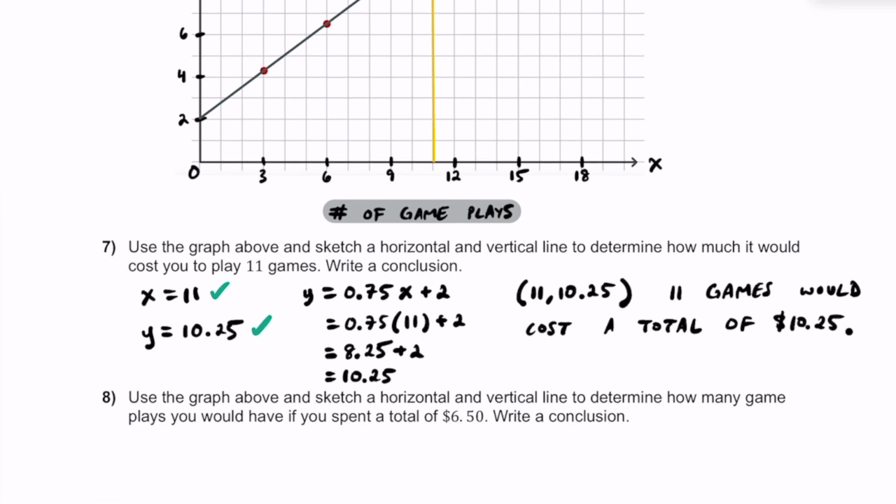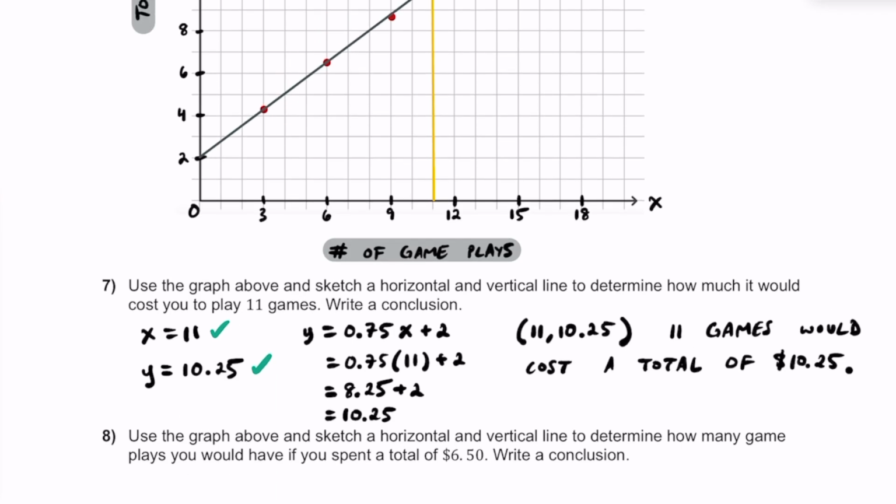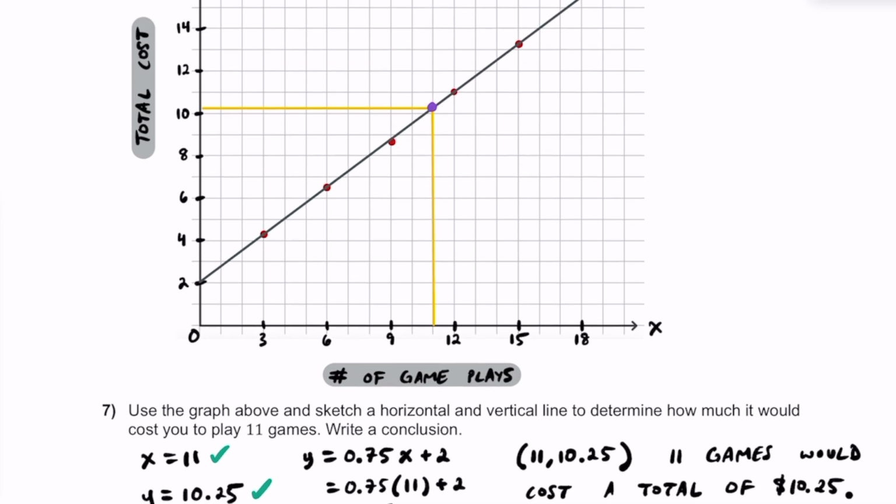All right, one final question. For number 8, it says use the graph above and sketch a horizontal and vertical line again to determine how many gameplays you would have if you spent a total of $6.50. So let's see here. Let's look for a total cost. $6.50 is going to be along the y-axis here. So here's $2, $4, $6. Here's $8. Here's $7, right, in between 6 and 8. So $6.50 must be in between these two lines here.